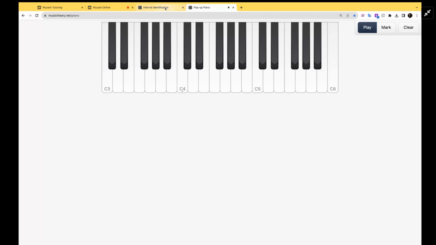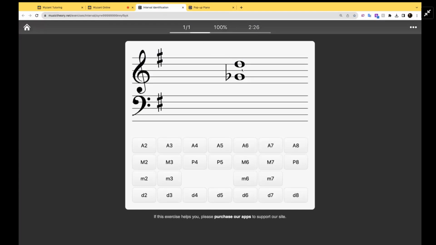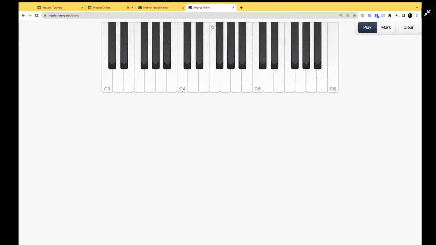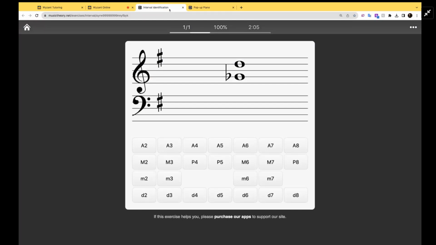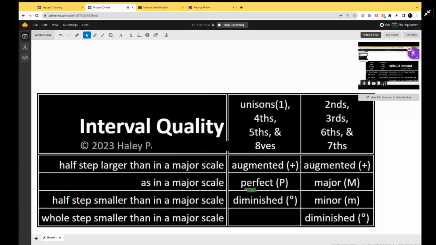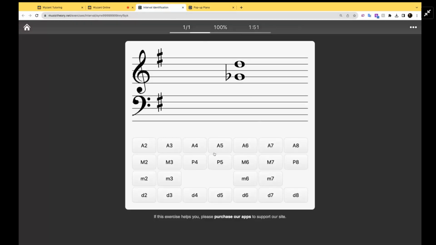Now let's compare D flat to the note we have here. It is in fact a D natural. Looking back at the piano, the distance from G flat to D natural is bigger than the distance from G flat to D flat. So going back to our graph, we can see if it's a half step larger than in a major scale, it's going to be an augmented fifth. Let's select that. Augmented fifth.